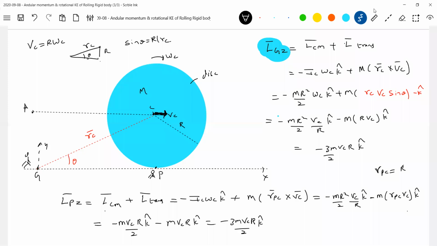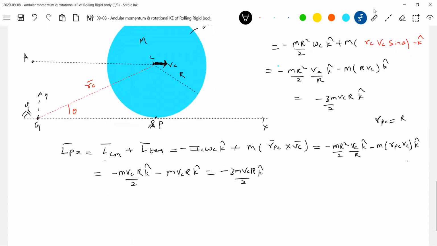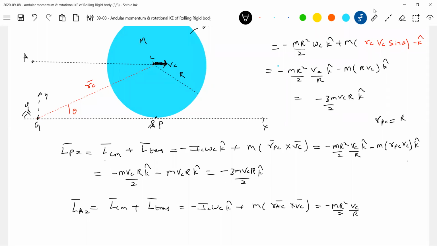Now, let me calculate about L_AZ. What about L_AZ? Again, it will be the same, minus I_C omega_C k. Then R_AC bar cross V_C bar. What is the angle between R_AC bar and V_C bar? 0 degrees. So the expansion of this will be minus m R square by 2 times V_C by R k cap, plus m into R_AC V_C sine 0 degrees. So this quantity will become 0.